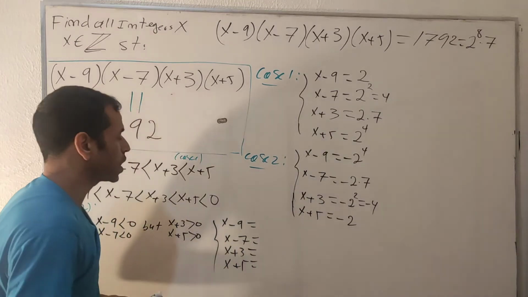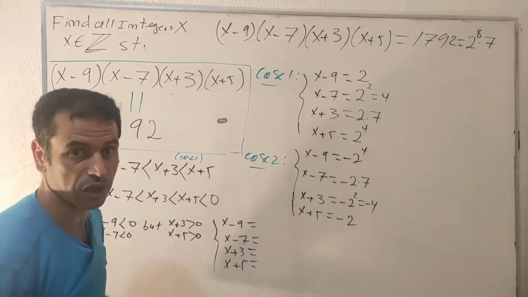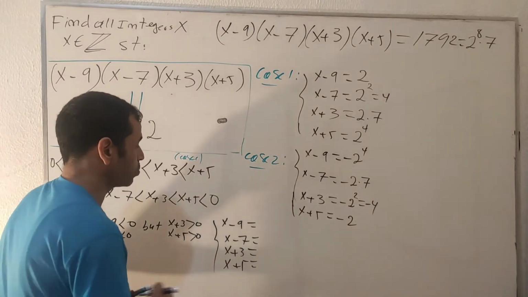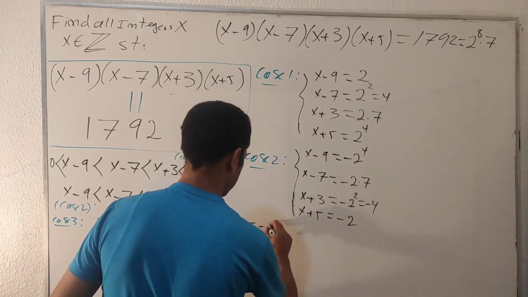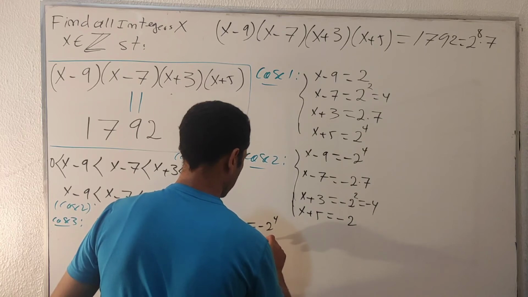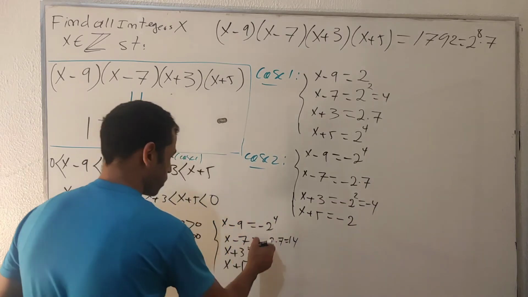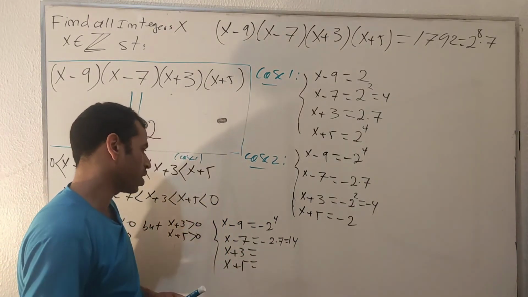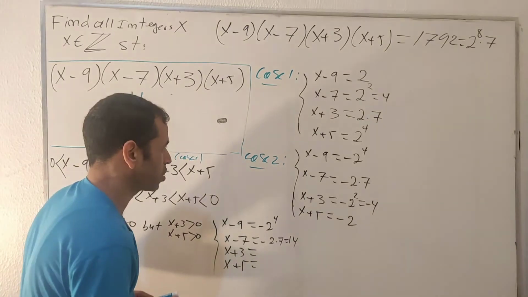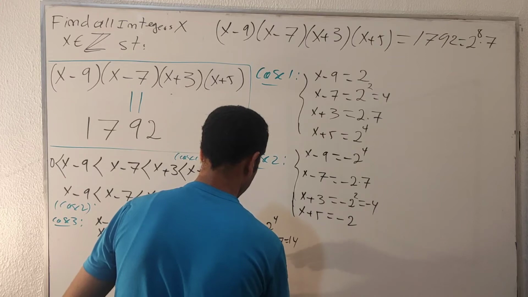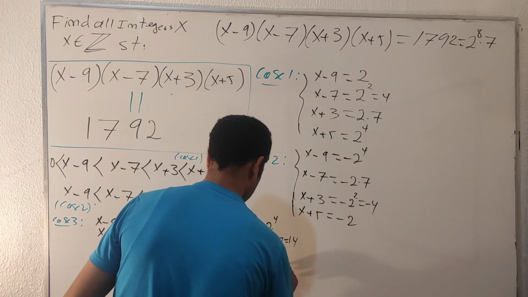Since x minus 9 and x minus 7 are the smallest values and are also negative, this one is going to take the same value that I have here, which is minus 2 to the 4th. Also, this one is going to take minus 2 multiplied by 7, which are the smallest values and are also negative. For the positive terms, I get the same values with the positive. X plus 3 is going to take number 2 because it's smaller than x plus 5. X plus 5 is going to take 2 square, which is 4.